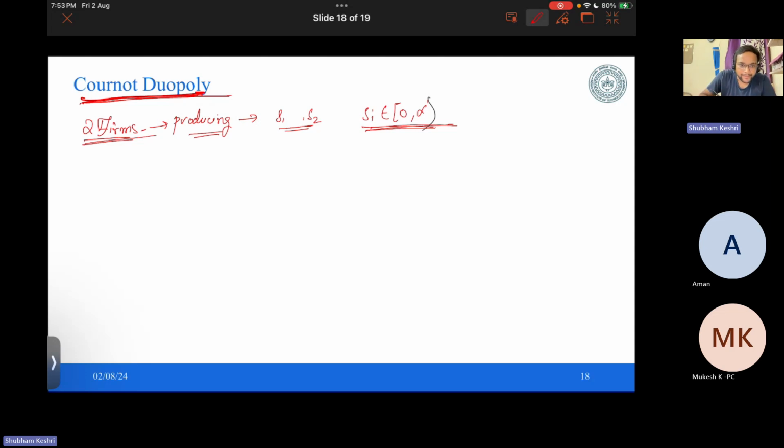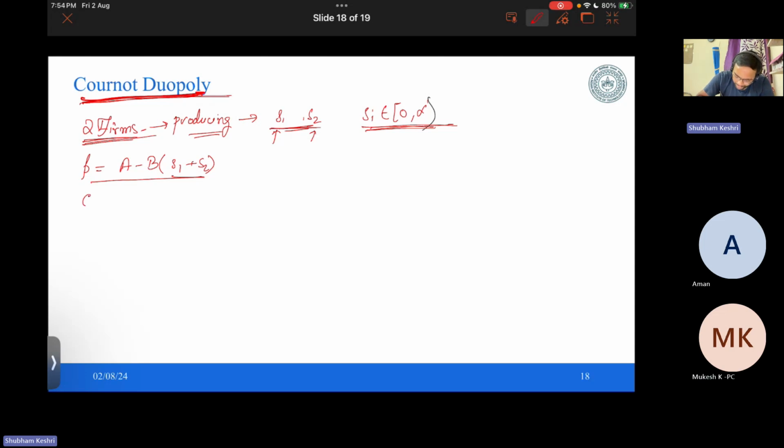the price of this product actually depends upon the total quantity available in the market. So it is given as A minus B times (S1 plus S2). So there are two players. Therefore, the price is A minus B times the total quantity. So the more the quantity in the market, the less is the per unit price. All right. A and B are constants.